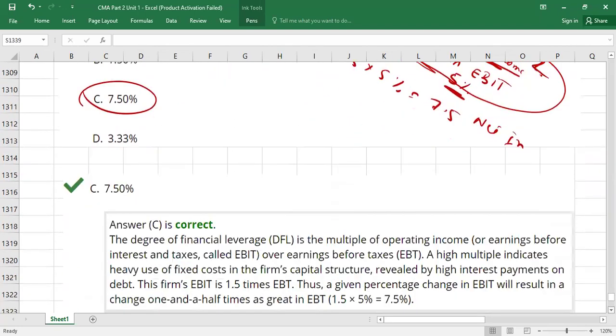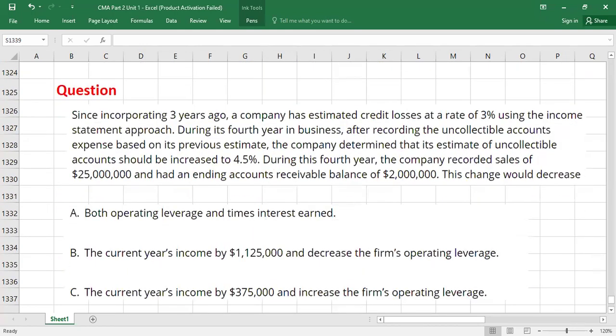Now we have another question, guys. This is a bit long question. Please remember, let's read the question, because the requirement you cannot see directly here. So we have to read the question, then we'll see what he is asking.